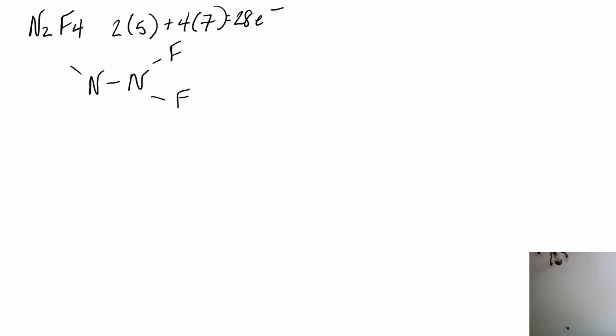N2F4, 2 times 5 plus 4 times 7 gives us 28. Once again, nitrogens will be central, and the fluorine atoms terminal, because they'll only make one bond. I use 10 electrons in my skeletal structure, so I have 18 left. Give those terminal atoms an octet first.